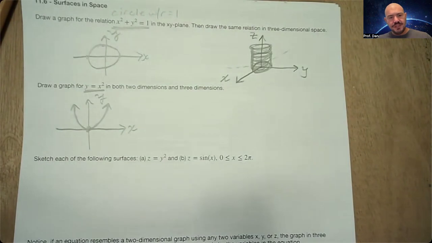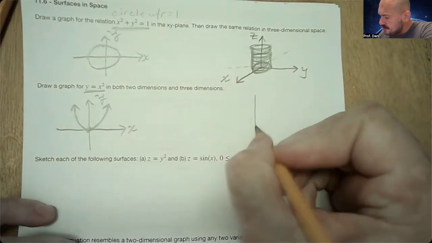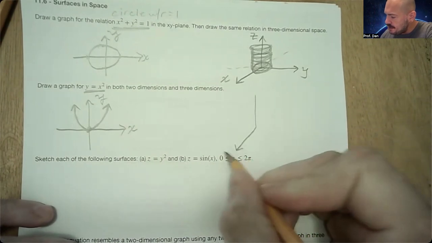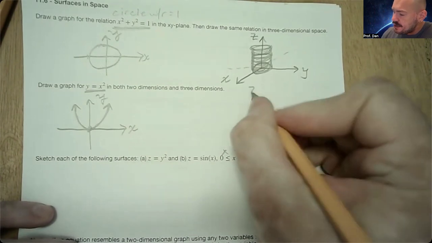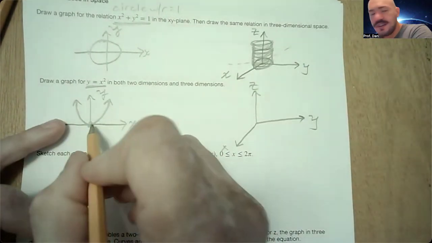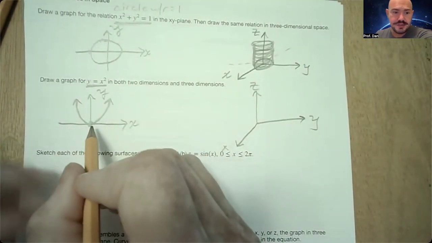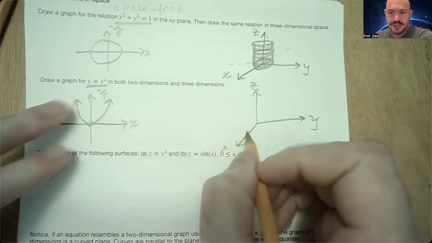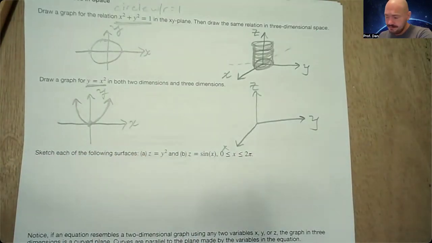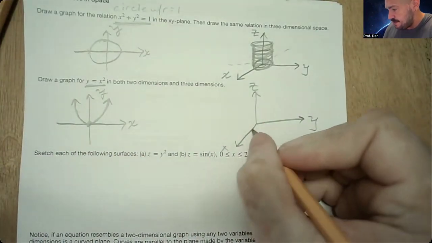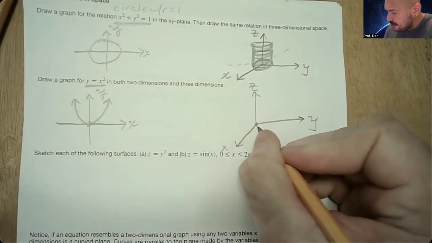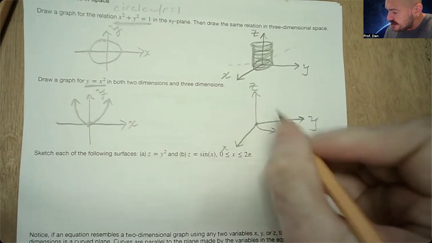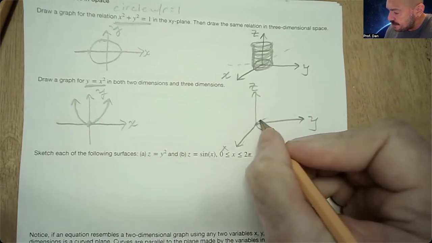But if we try to extend this into three dimensions, keep in mind we've got the x here, we've got the y here, we've got the z here. If I start off by just graphing this two-dimensional shape on the floor, keep in mind positive x, positive y. So our parabola would look something like this if I were to just draw it on the floor.